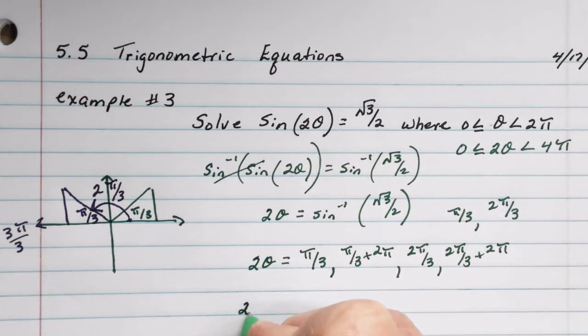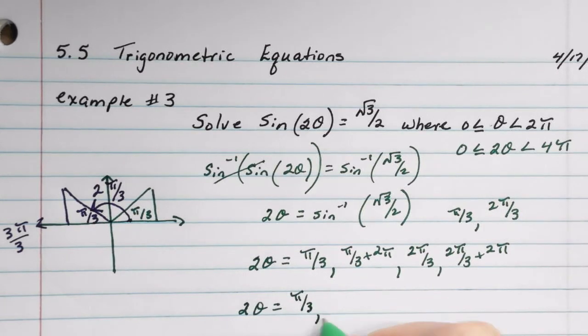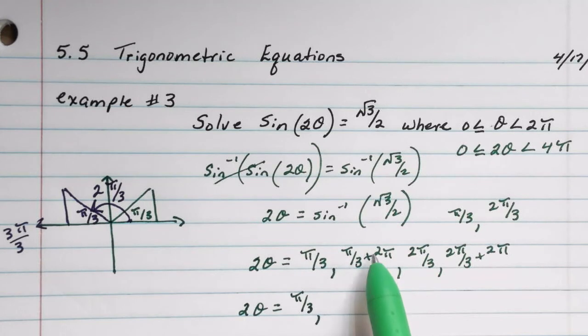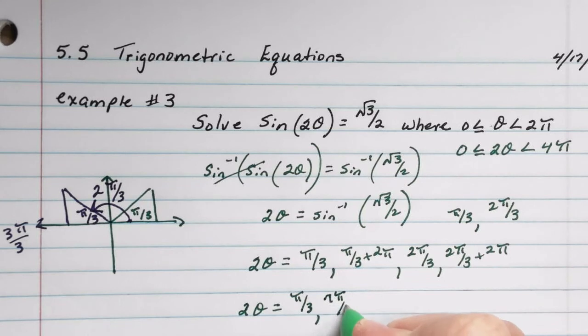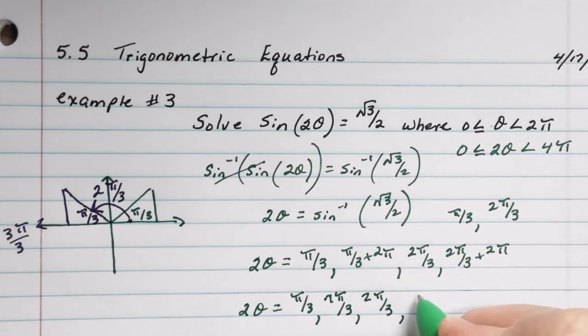Let's simplify those. We have 2 theta equals pi over 3. Adding 2 pi to pi over 3: 2 pi is the same as 6 pi over 3, so add one more, 7 pi over 3. And we also have 2 pi over 3, and we add another 2 pi to that, giving 8 pi over 3. That gives us our 4 answers for 2 theta.